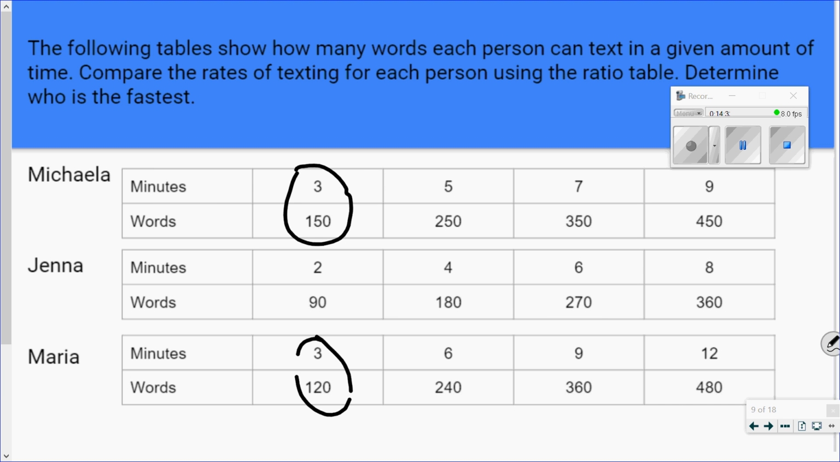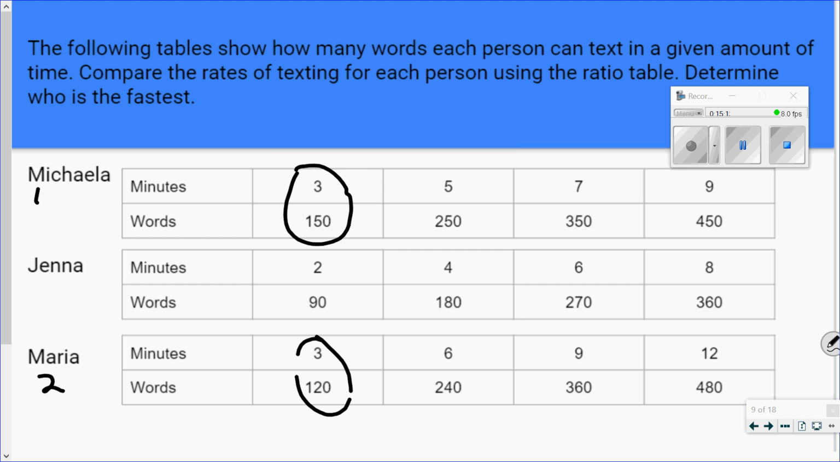All right, so looking at those numbers, who's faster, Michaela or Maria? Alex. Are you sure? Why? That's correct. Michaela's faster because she can do 150 words in 3 minutes, and Maria can do 120 words in 3 minutes. So she gets a 1, she gets a 2. Okay, let's see if we can get Jenna involved.